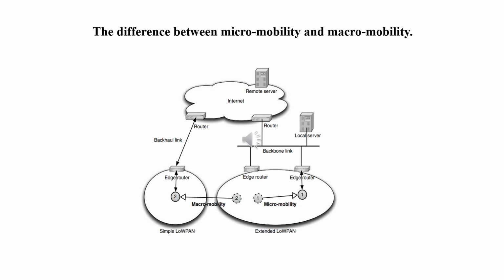The IPv6 address of the node remains the same, and to the remote server it seems that nothing has changed. In contrast, when node 2 moves from the extended LoWPAN to a different LoWPAN, it is roaming to a network with a different IPv6 prefix. Therefore, the IPv6 address of the node will change as well.